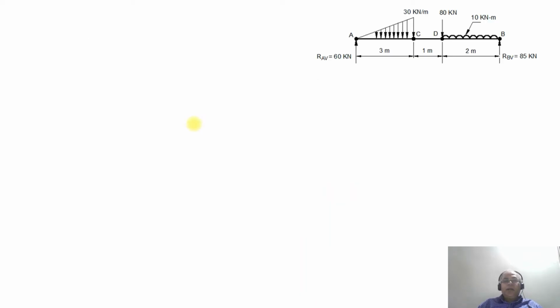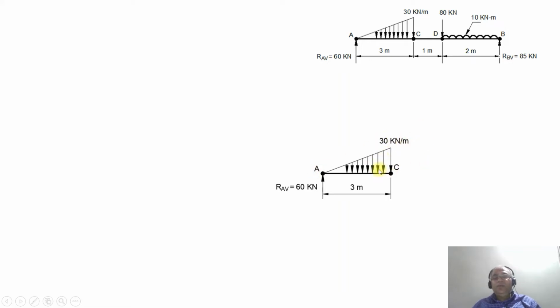Now we will consider this beam, starting from left to right. First we consider between A and C. At point A, you have RAV equal to 60 kilonewton, and at point C you have 30 kilonewton per meter, the uniformly varying load over a span of 3 meters. Now, what will be the shear force at point A? The shear force at point A will be equal to plus 60 kilonewton.